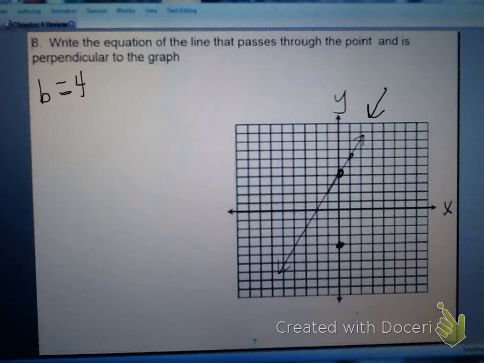I'm going to do it again, but I'm running out of room, so I'm going to go down 2, backwards 1. When I go down 2, backwards 1, that's down 2 is a negative, and backwards 1 is a negative also. I'm going to do it again, down 2, backwards 1. I keep landing on the line every single time.